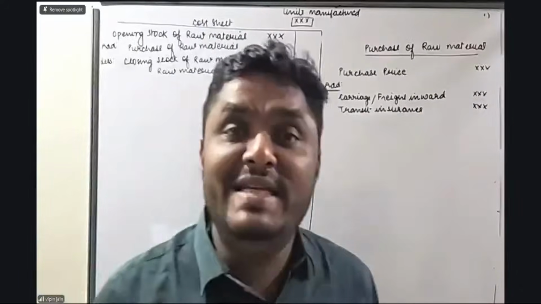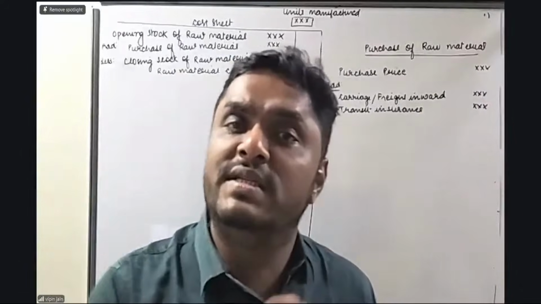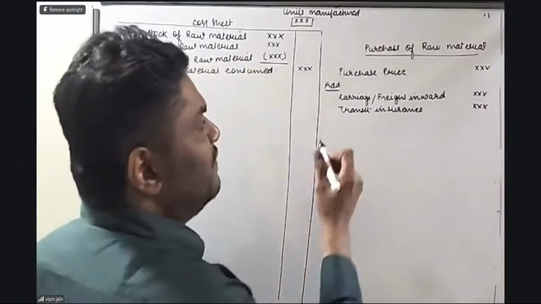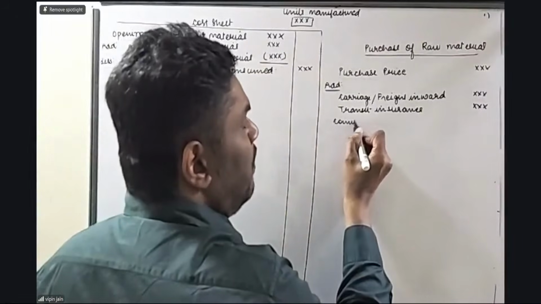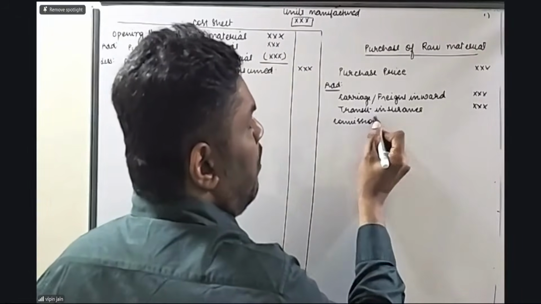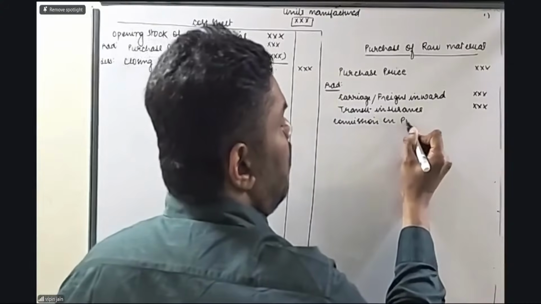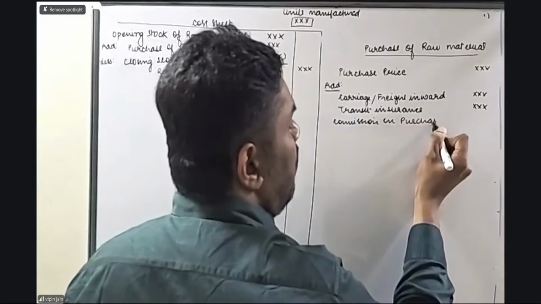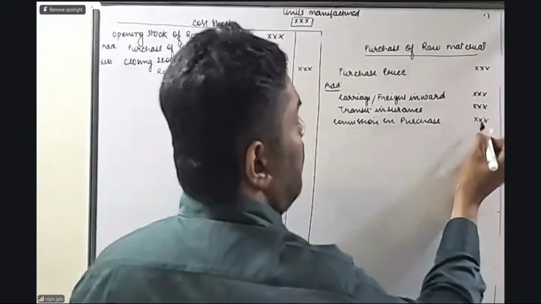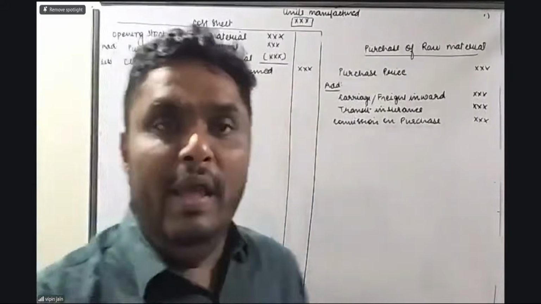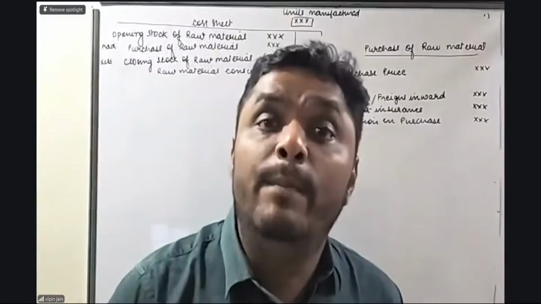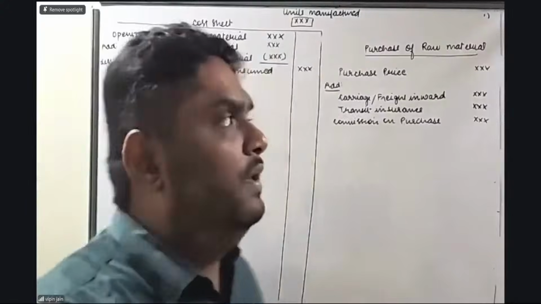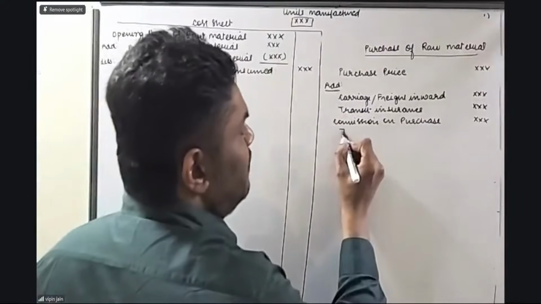If I'm paying any sort of commission on purchases, it will be added to the cost of raw material. If I'm paying any sort of import duty or custom duty, it will be added to the cost of raw material.